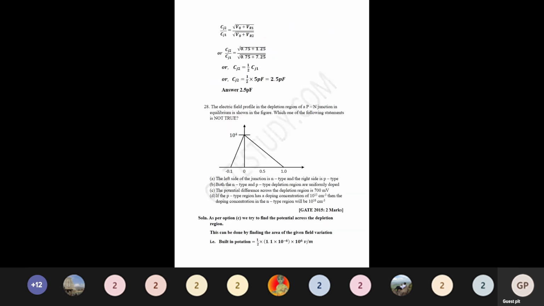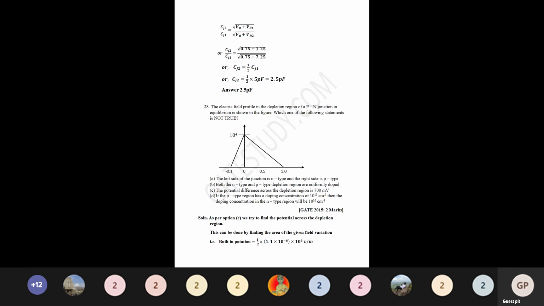The electric field profile in the depletion region of a PN junction in equilibrium is shown in the figure. Which one of the following statements is not true? The left side of the junction is N-type and the right side is P-type. Both N-type and P-type depletion regions are uniformly doped. The potential difference across the depletion region is 700 millivolt. If the P-type region has a doping concentration of 10 to the power 15 per centimeter cube, then the doping concentration in the N-type region will be 10 to the power 16 per centimeter cube.